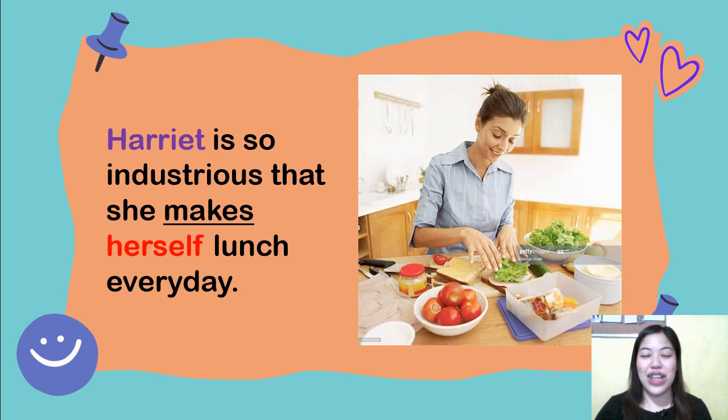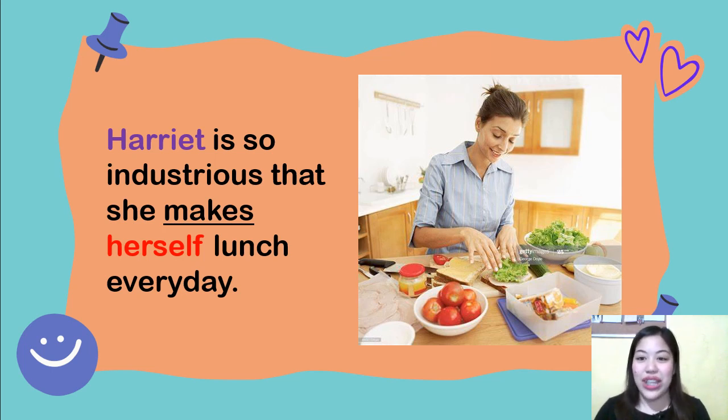Now let's take a look at my first example. Harriet is so industrious that she makes herself lunch every day. So a reflexive pronoun is used when the subject and object of the sentence are the same. So you might ask, what is a subject, ma'am? What is an object again? The subject is the doer in a sentence, while the object is the receiver of the action.